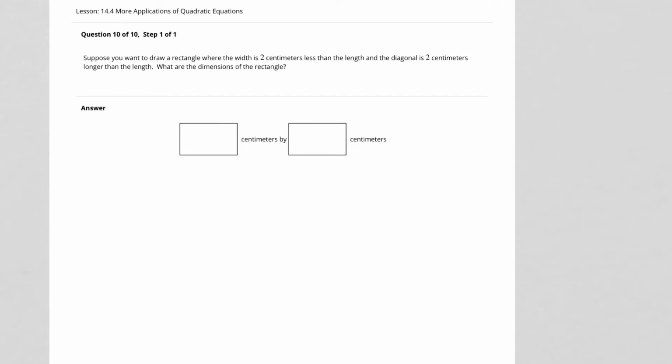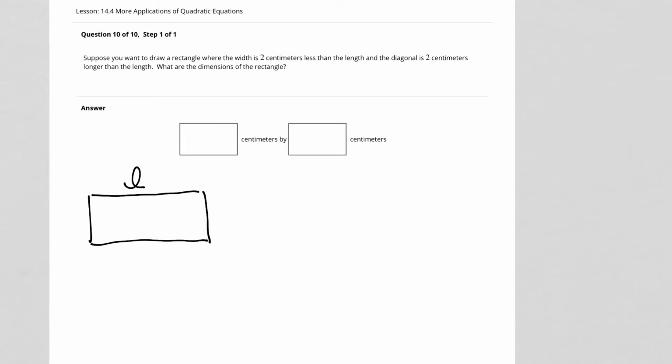Suppose you want to draw a rectangle where the width is 2 centimeters less than the length and the diagonal is 2 centimeters longer than the length. What are the dimensions of the rectangle? We're going to draw a rectangle. And we're going to label our dimensions.